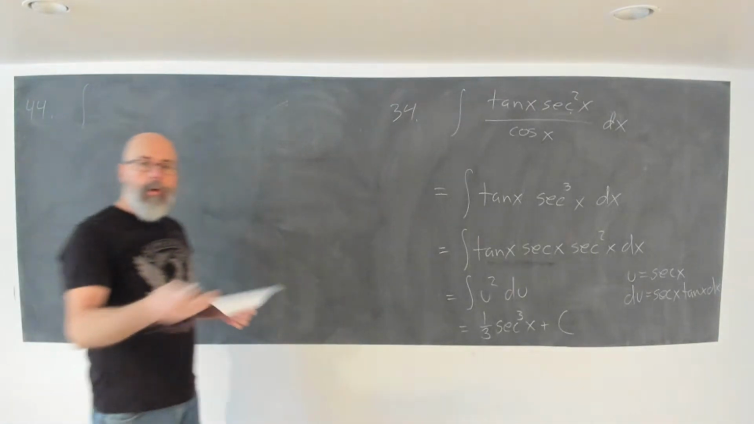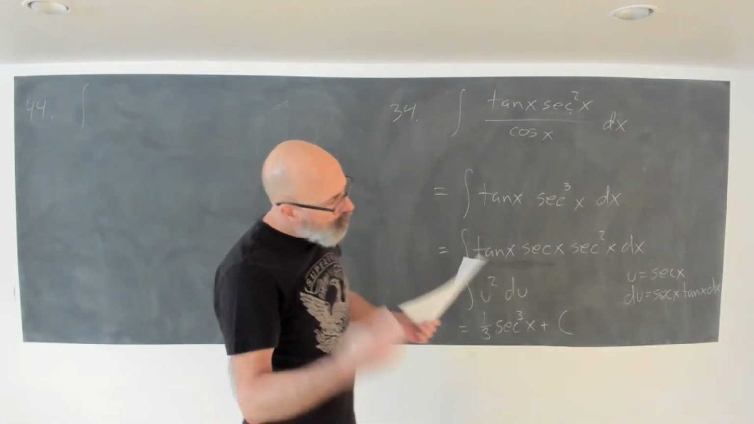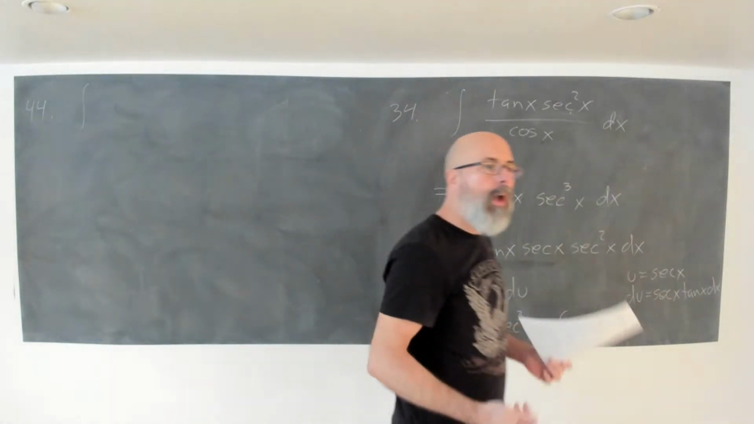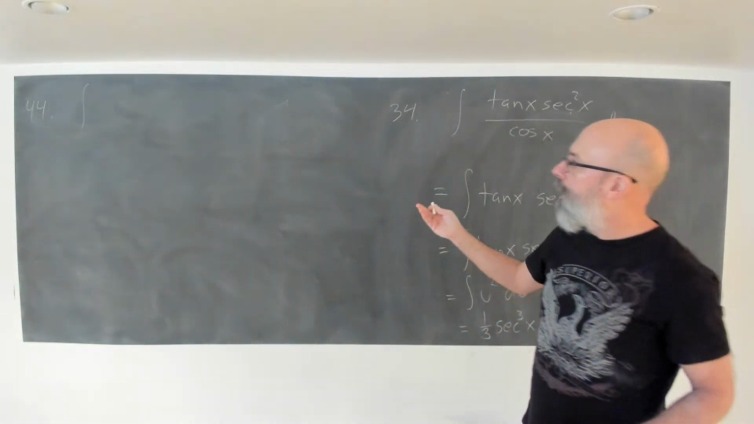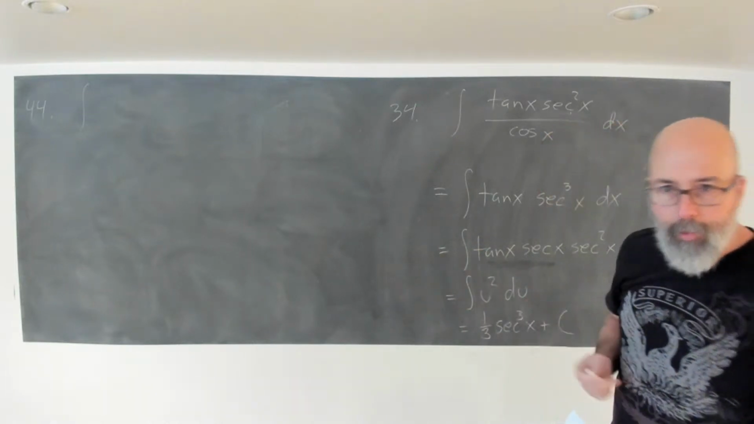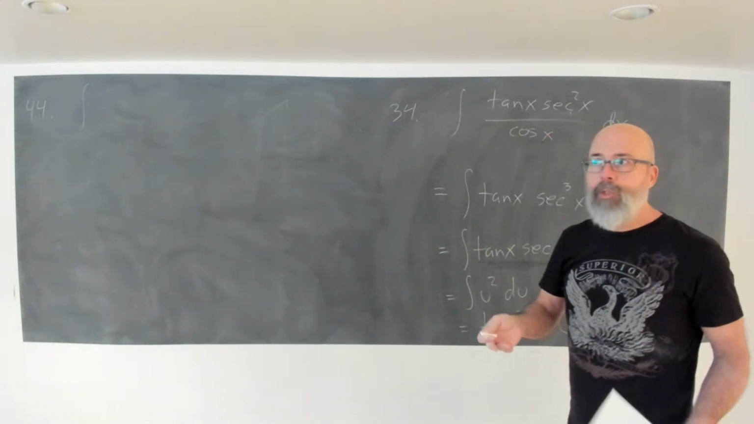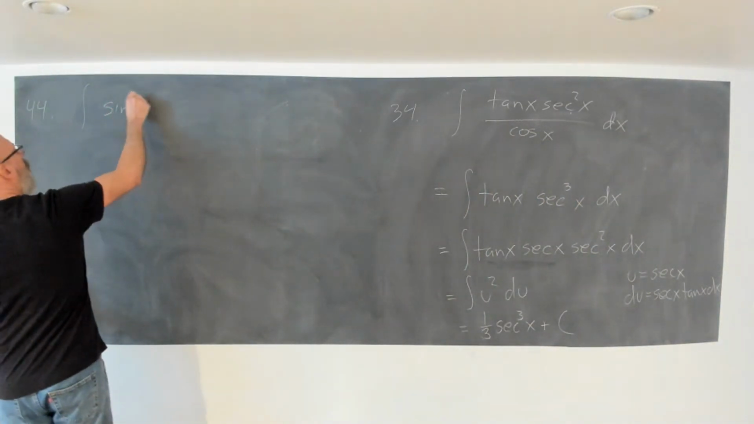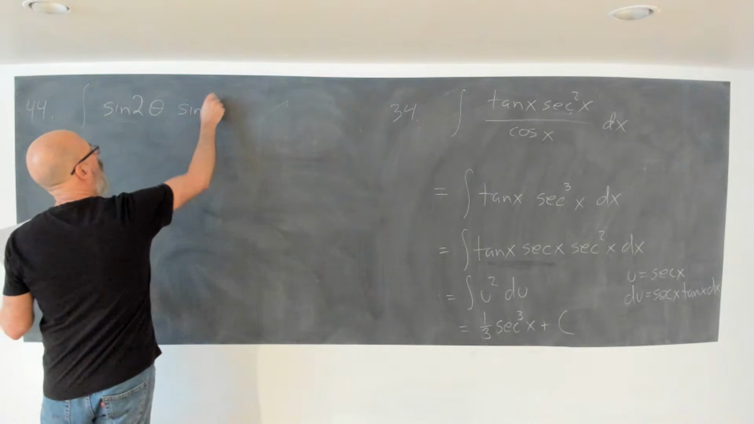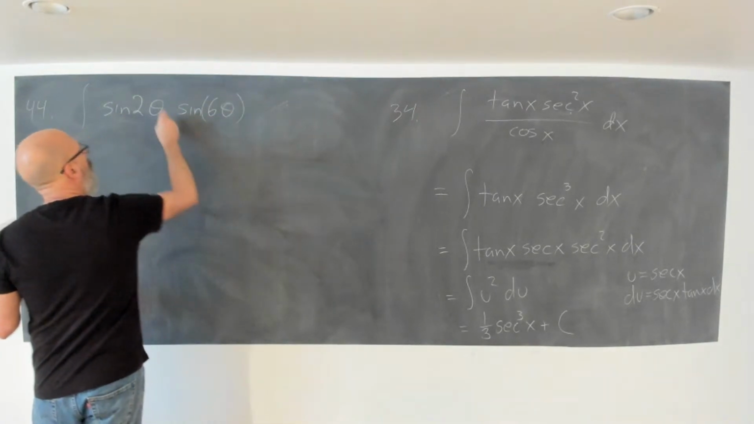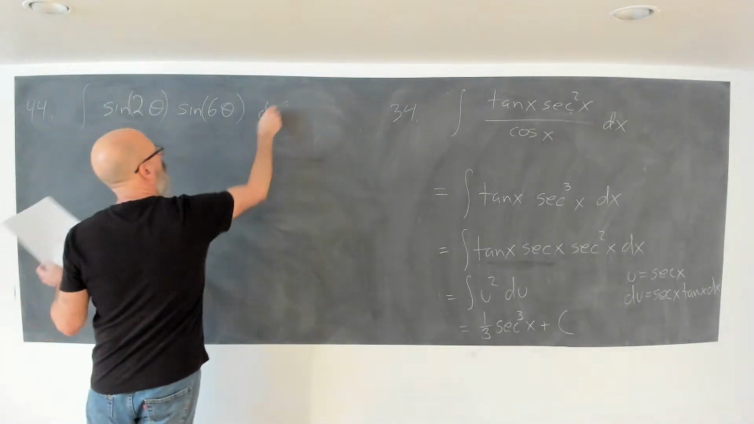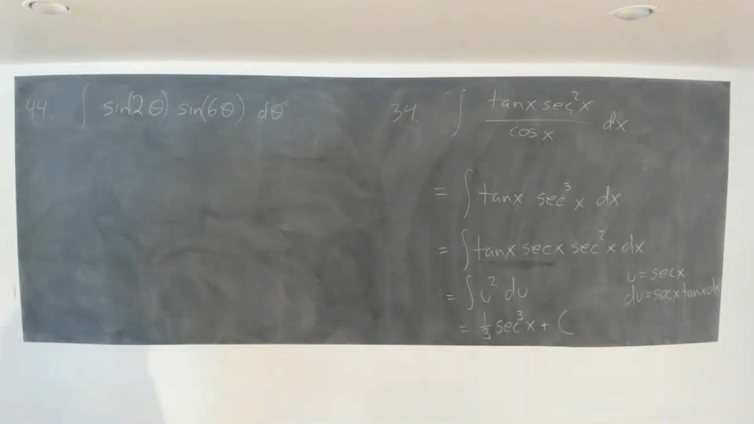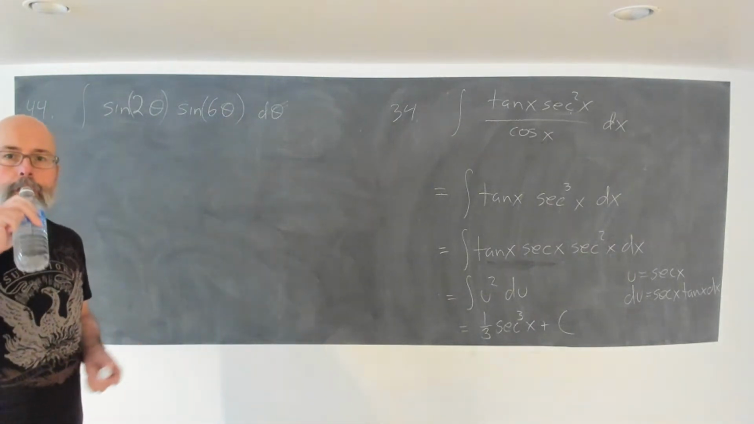Now remember, earlier I said we should try to stay away from something like a sine 2x multiplied by a cosine x. But sometimes you have no choice. Right? What if that's actually the question?